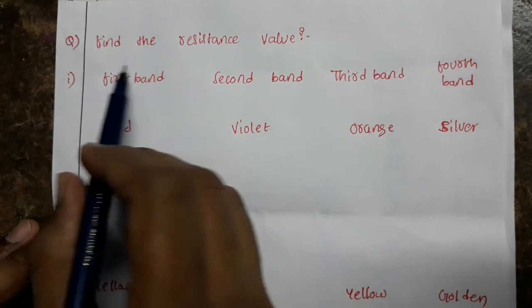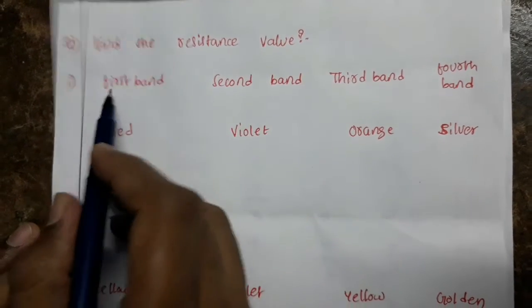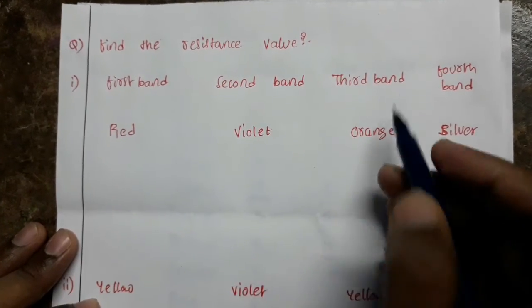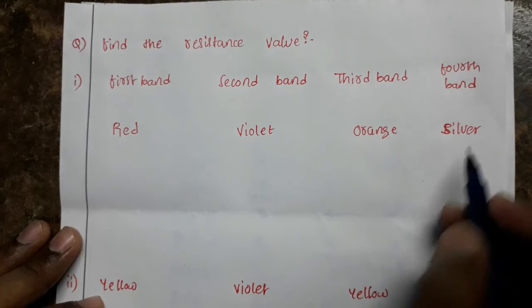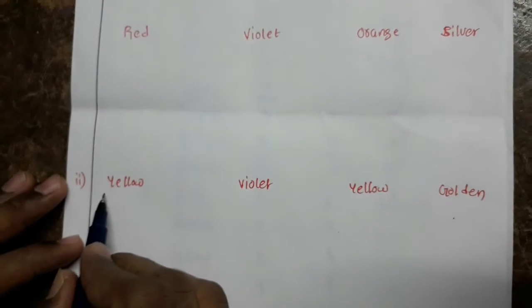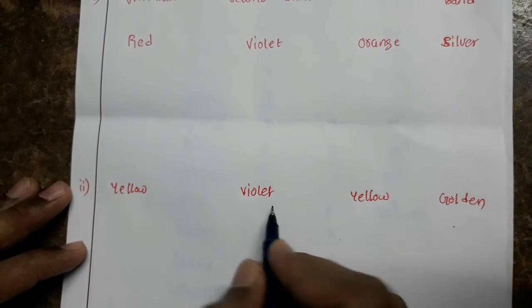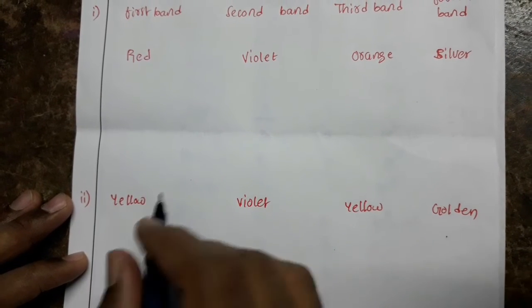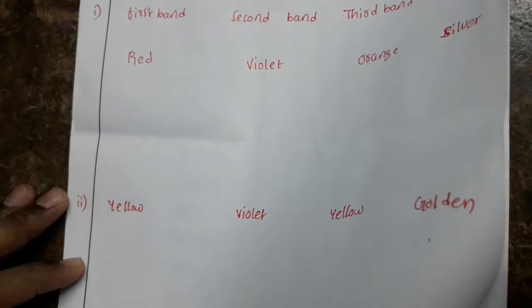Friends, for this question we have to find the resistance value. The first band is red, the second band is violet, the third band is orange, and the fourth band is silver. For the second question, the first band is yellow, the second band is violet, the third band is yellow, and the fourth band is golden. These two questions are for you, friends, please solve them.